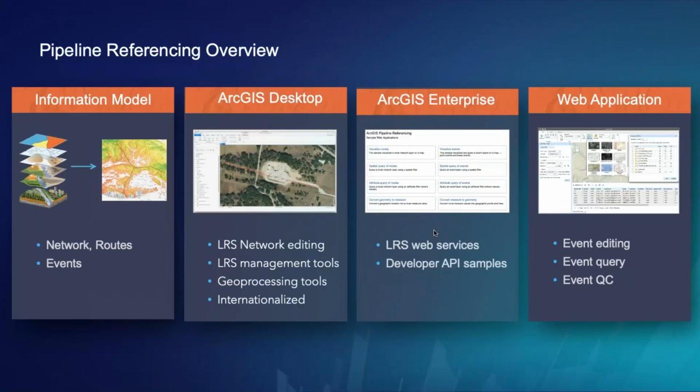So ArcGIS Pipeline Referencing comes with a couple of key components with the software. One is this information model, and I'll explain what that is in a little more detail. But those are the key columns and attributes that the software tool is looking for within any pipeline database. And we were fortunate enough to be involved in the design of PODS 7. So we've included the APR information model inside of PODS 7. So everything we need to make APR work is available in the model out of the box.